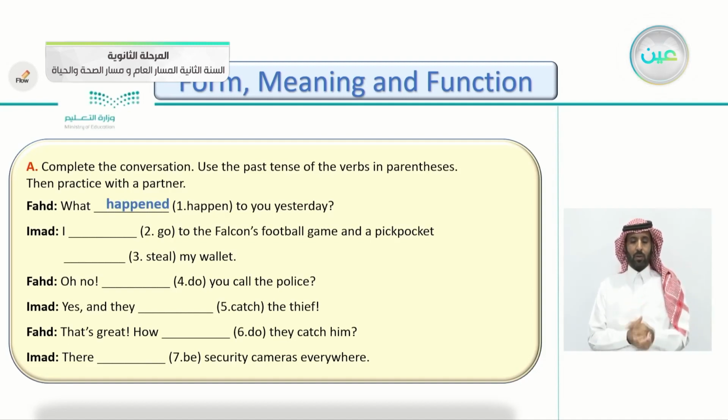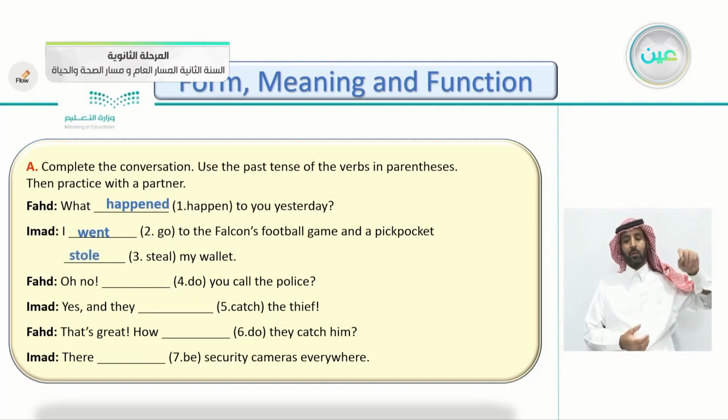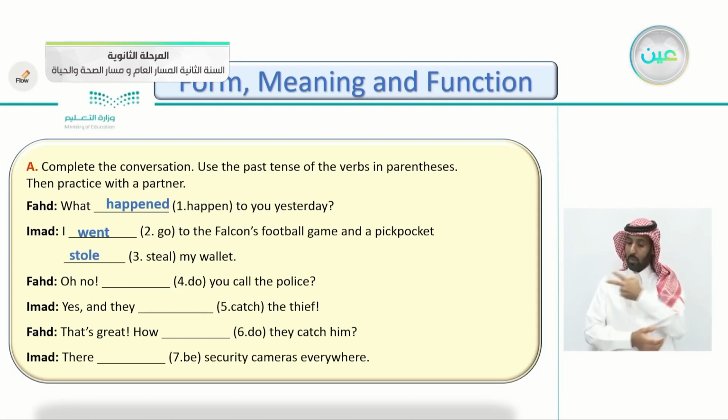Imad, I go. What's the past tense of go? Yes, this is a very easy one, an irregular verb here. I went to the Falcons football game and a pickpocket steal my wallet. Steal. Is it regular or irregular? Yes, stole my wallet. It's an irregular verb. Excellent. Fahad, oh no. Do you call the police? So the verb do. What's the past tense of do? Very good. It's did, which makes it an irregular verb.